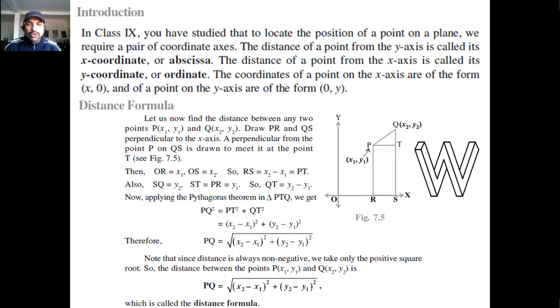Applying the Pythagoras theorem in triangle PTQ, we get PQ square equals PT square plus QT square, x2 minus x1 का whole square plus y2 minus y1 का whole square. PQ is equal to under root में x2 minus x1 का whole square plus y2 minus y1 का whole square. Note that since distance is always non-negative, we take only the positive square root. So the distance between the points P and Q is under root में x2 minus x1 का whole square plus y2 minus y1 का whole square, which is called the distance formula.